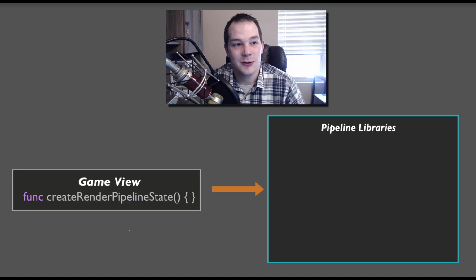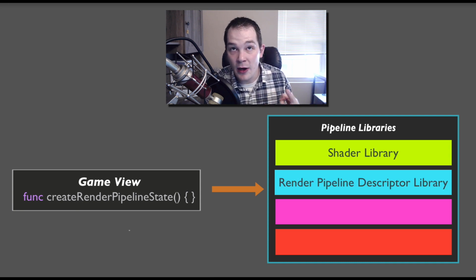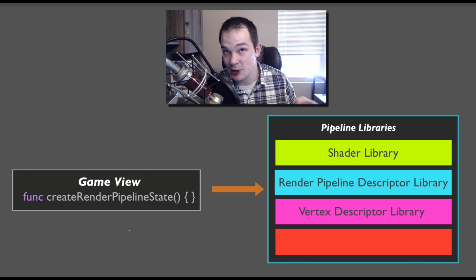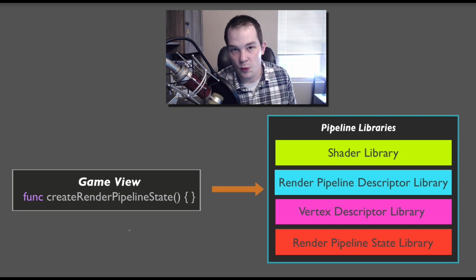Today we're going to be setting up the basis for our game engine. We're going to be breaking out the create render pipeline state function in our GameView into multiple library classes. We will have a shader library, a render pipeline descriptor library, a vertex descriptor library, and a render pipeline state library once this is over, and we can reuse those objects.